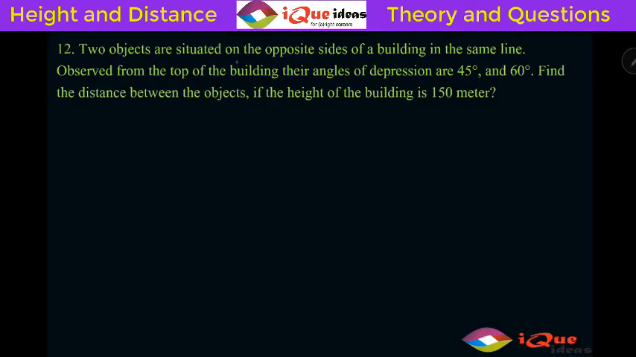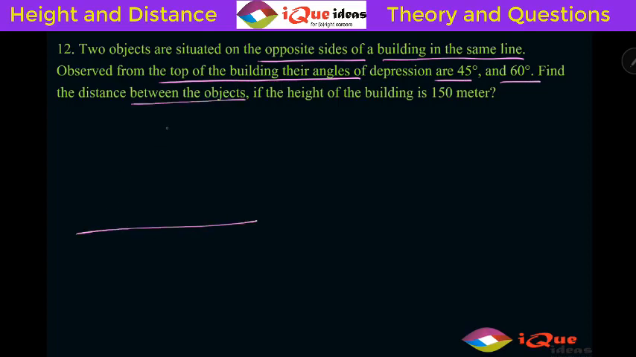Now this question says two objects are situated on the opposite sides of a building in the same line. All right. Observed from the top of the building, their angles of depression are 45 degrees and 60 degrees. It's the same question, right? Find the distance between the objects. So now there is a ground, there is a tower, there is one point on one side and the other object on the other side, right?